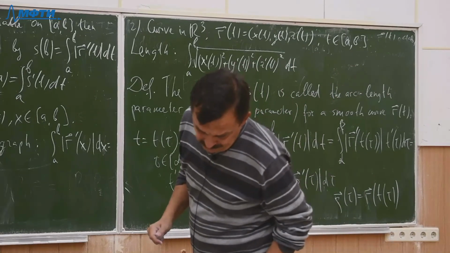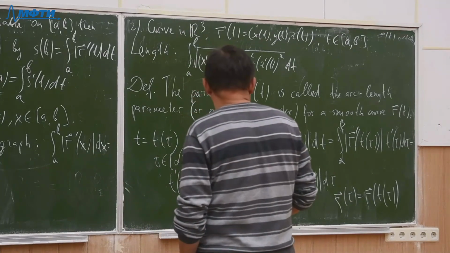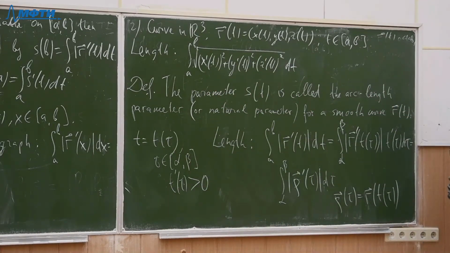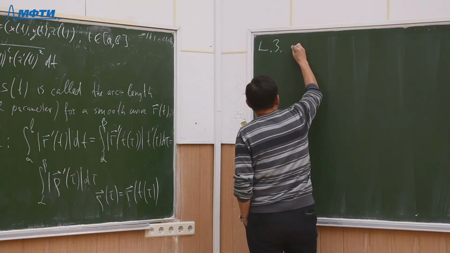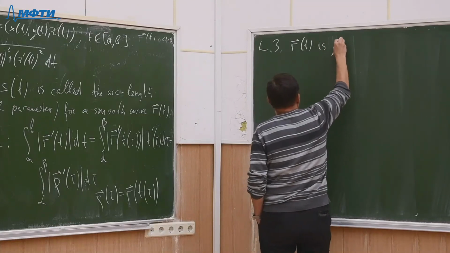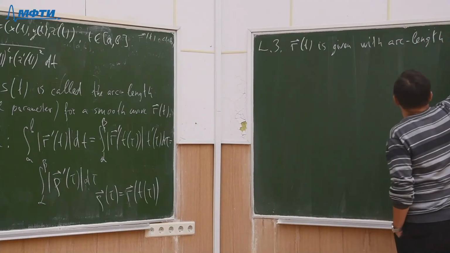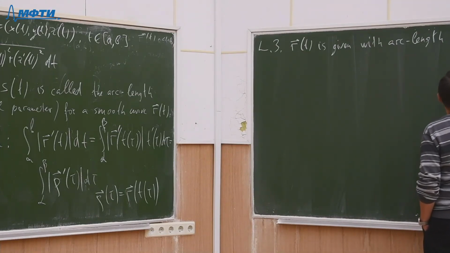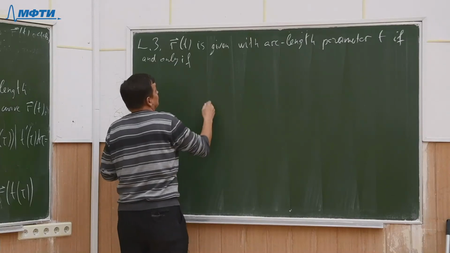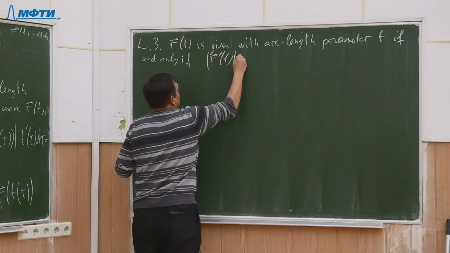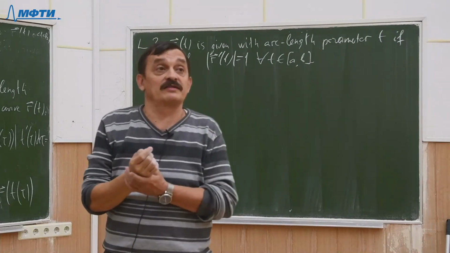Maybe I want to give two lemmas. Lemma 3: r of t is given with arc length parameter t if and only if the modulus of r prime of t equals 1 for all t. That is a criterion which shows when you have an arc length parameter, or natural parameter.